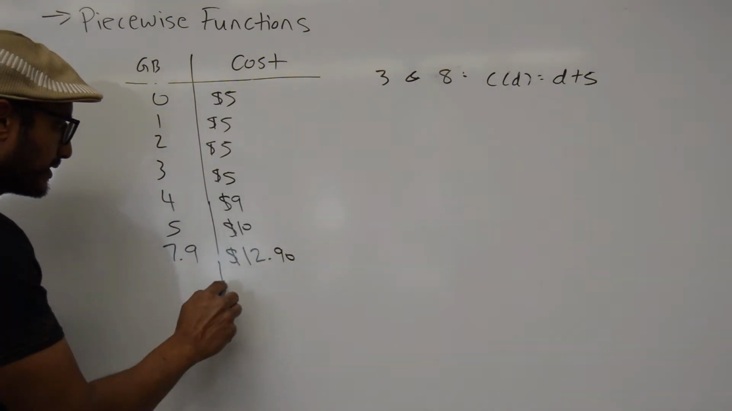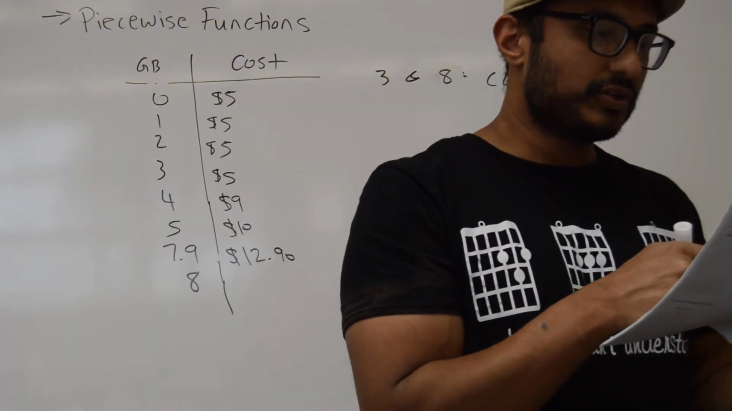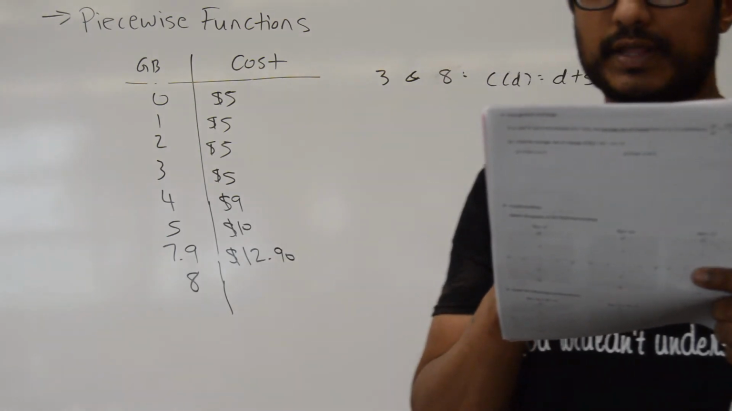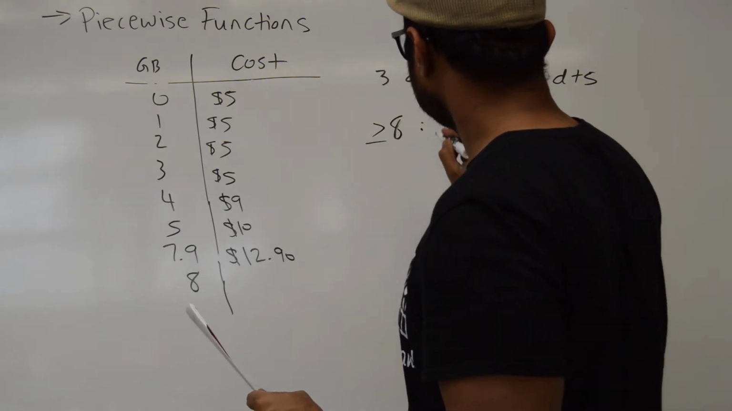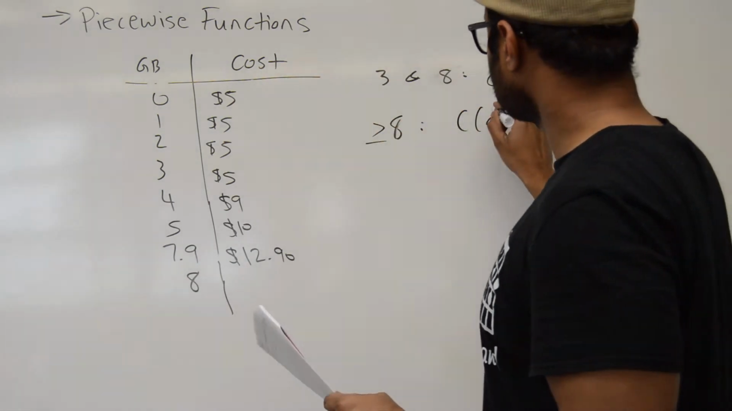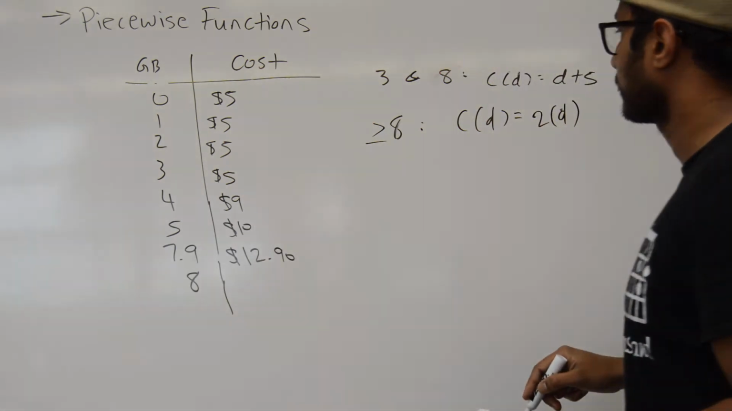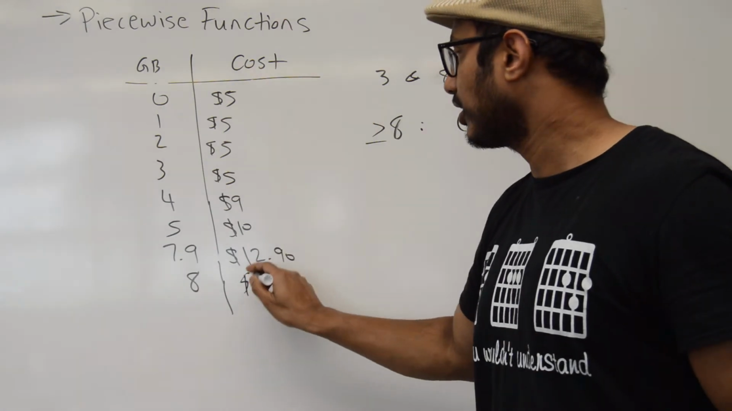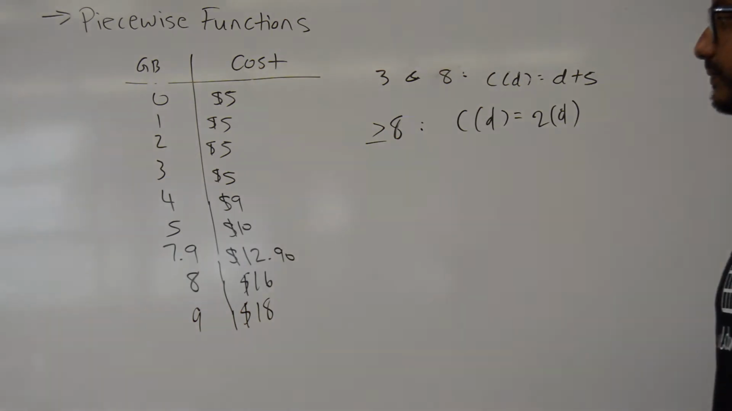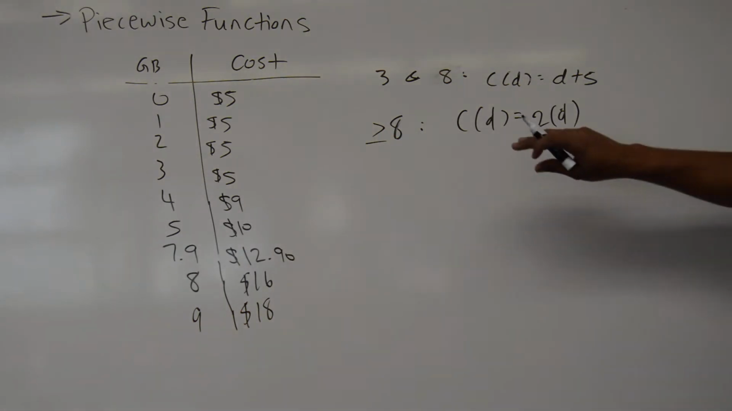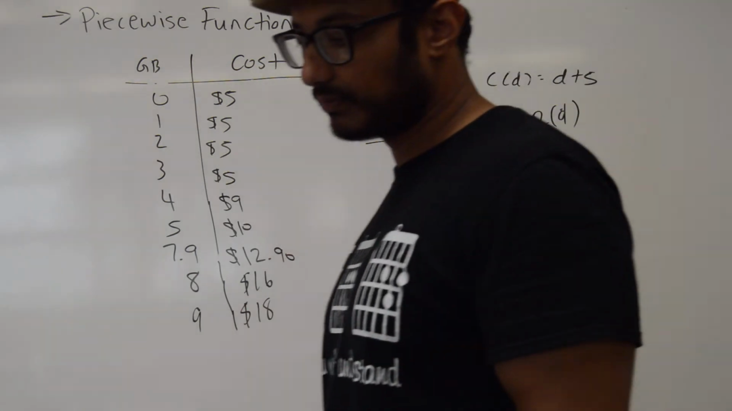Because here's what happens. As soon as you get to 8 gigabytes, the problem says, if an individual uses 8 gigabytes or more of data, then the company uses the formula C of D. So for 8 or more, the cost function is going to be 2 times D. If you use 8 gigabytes, then your cost is $16. If you use 9 gigabytes, your cost is $18, etc. So you use a different function if you use 8 or more gigabytes. Okay?